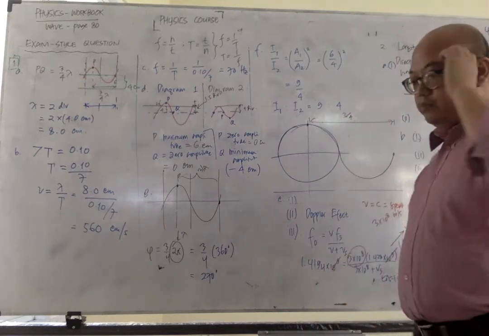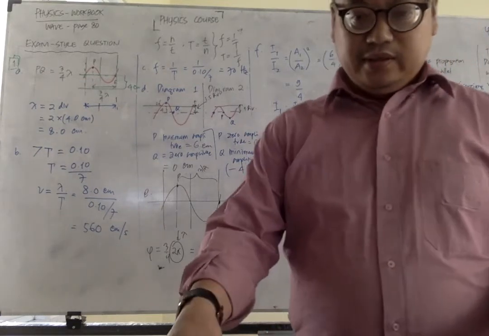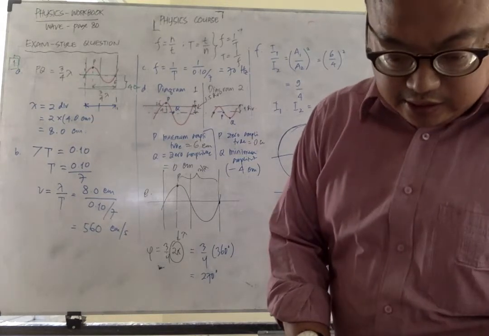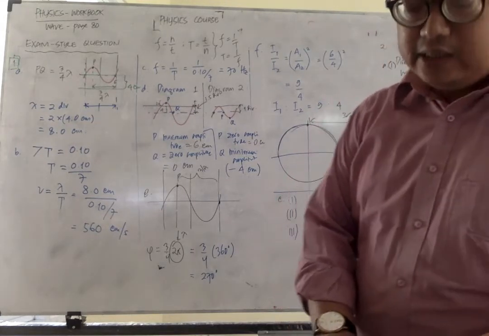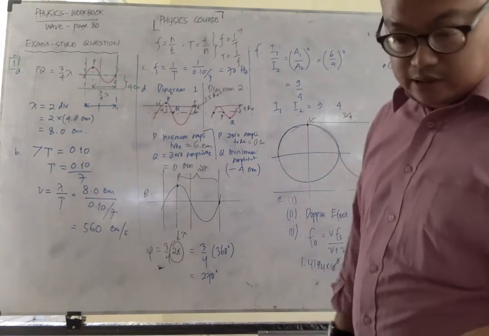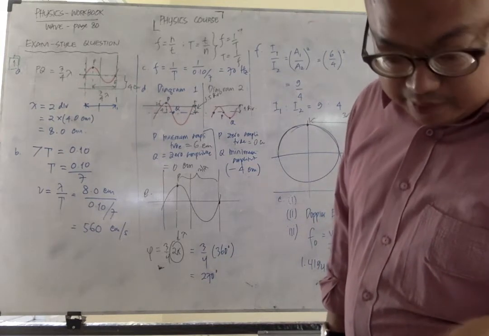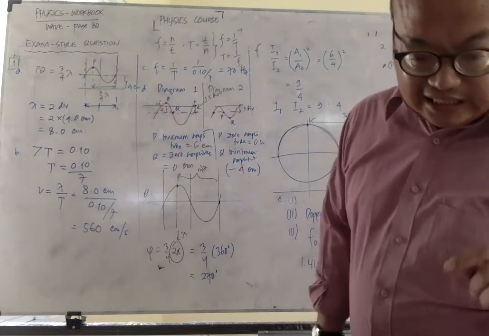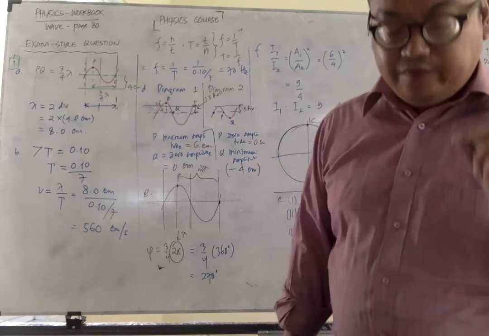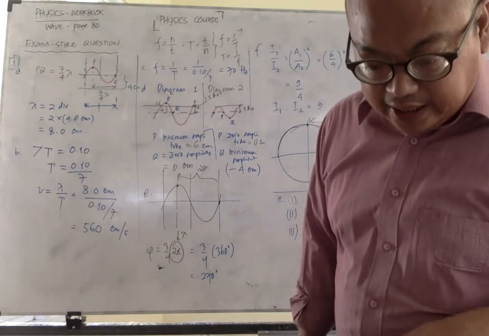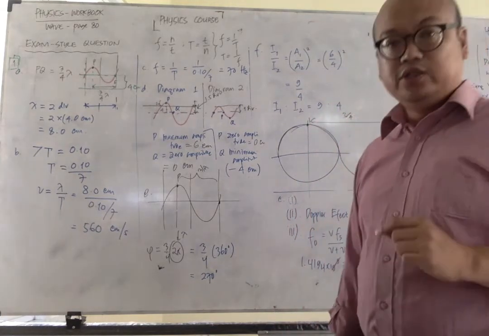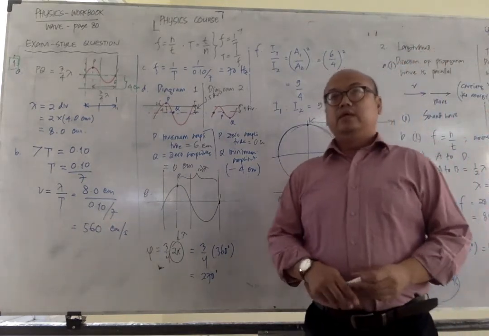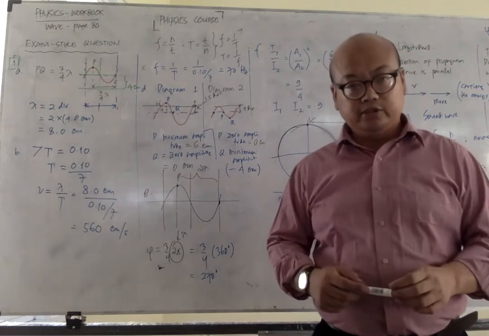Okay, let's continue with question F. The question is, at time T1, the amplitude on the oscilloscope at P is 6 centimeters, and at time T2 the amplitude is 4 centimeters. Calculate the ratio of the intensity of the wave at T1 and the intensity of the wave at T2. Yes, this is about the ratio of amplitude.